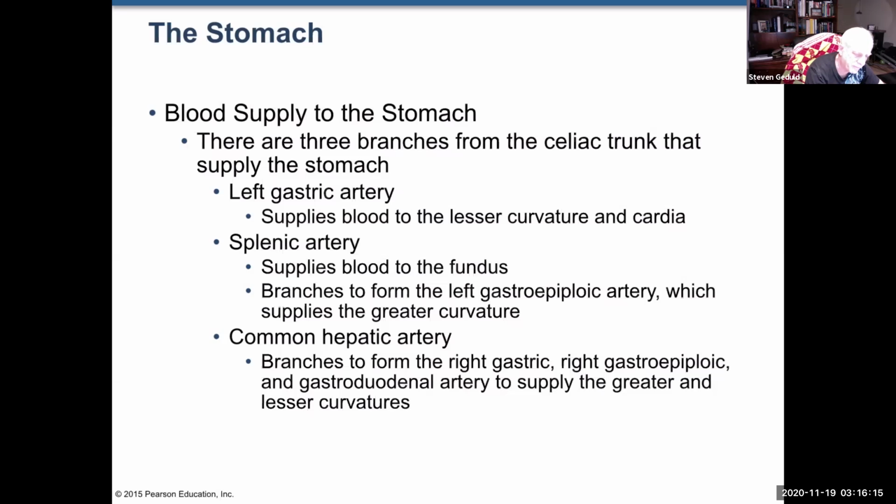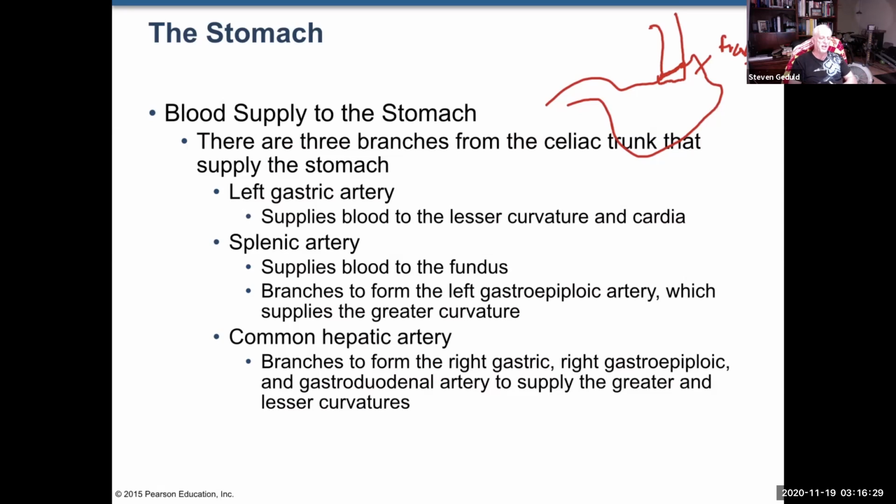So if this is our esophagus coming down, and this is the stomach here as it goes through. Okay, this is the cardia right here. And then this is the fundus. So it supplies the lesser curvature, which is there, and the cardia, where the esophagus enters.